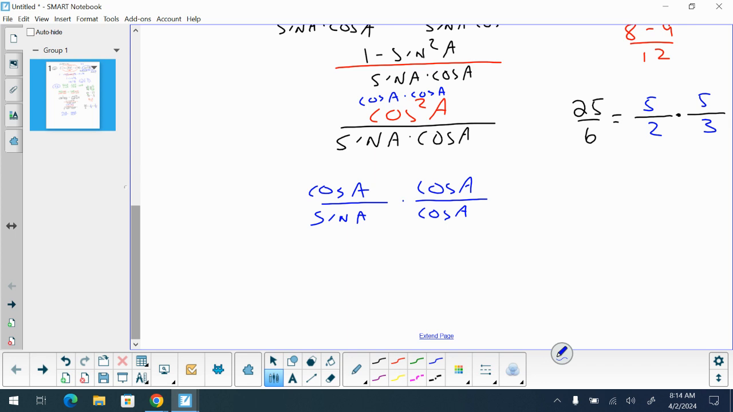Now, let's take a look at my second fraction. We have cosine divided by cosine, which is 1. Here we have cosine over sine, which is, by definition, cotangent A. We're done.